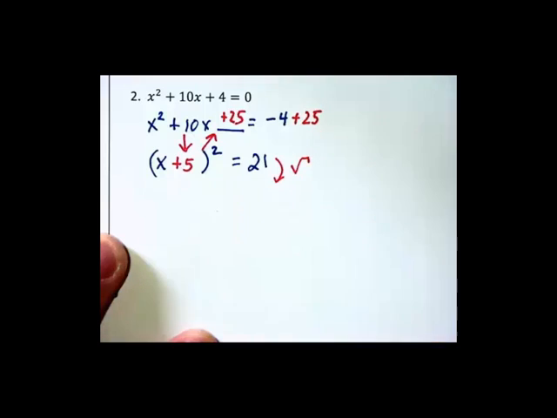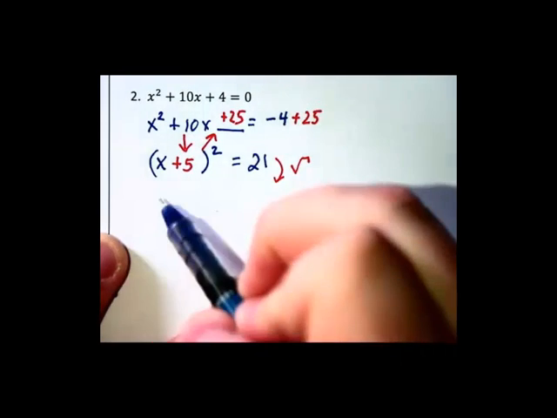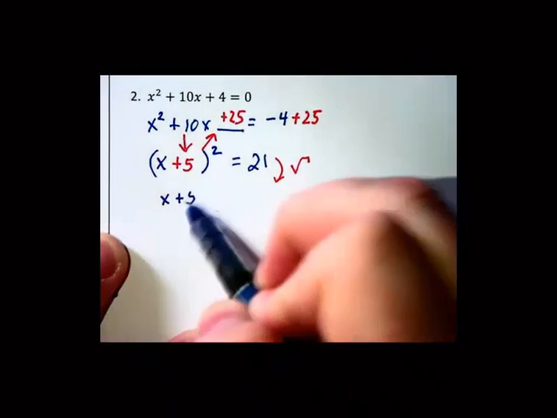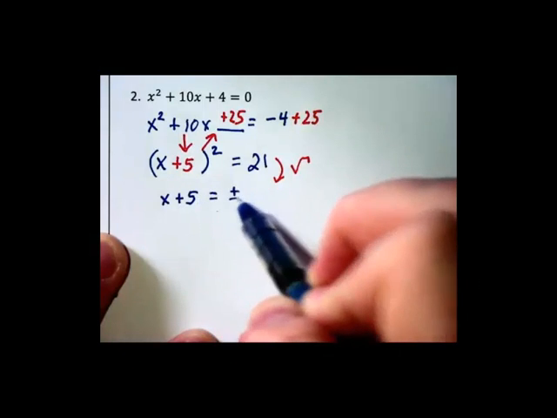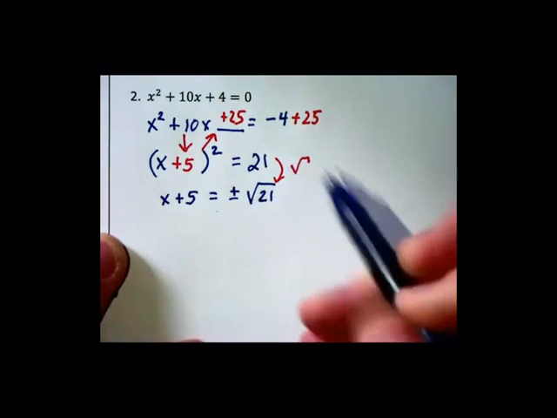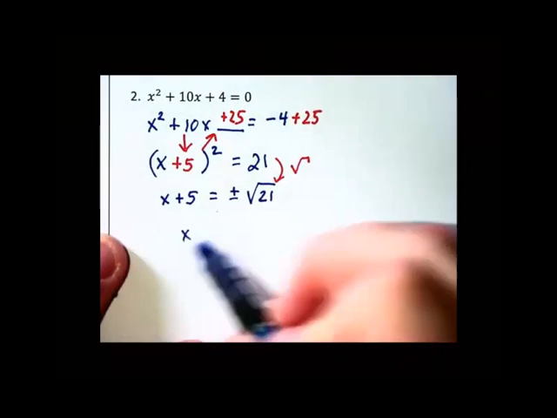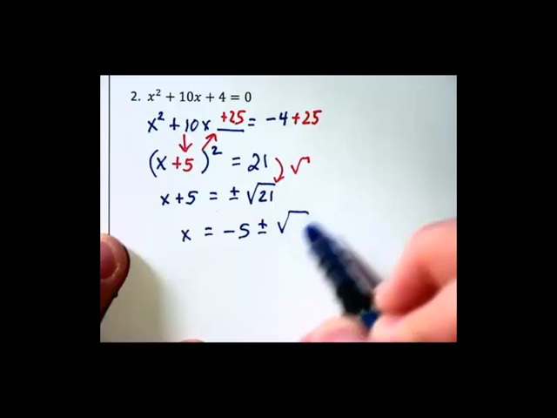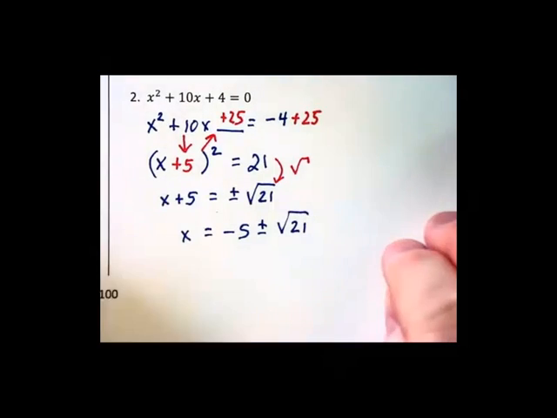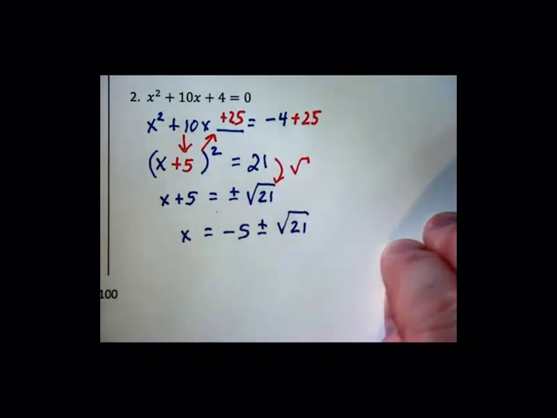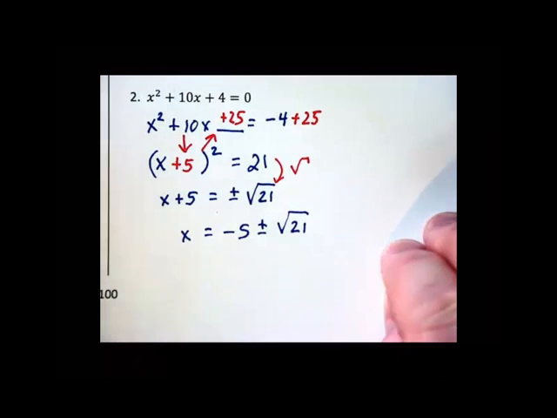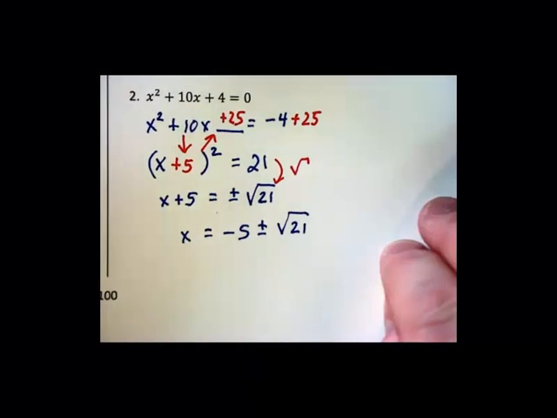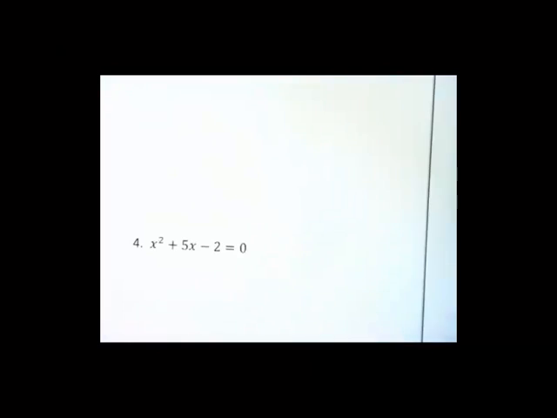We do that. And we don't forget the plus or minus sign on the right when we do so. So we have x plus 5 equals plus or minus the square root of 21. Now, subtracting the 5 on each side gives you negative 5 plus or minus the square root of 21. And that would be the solution, or those, I should say, would be the solutions to the equation. Negative 5 plus root 21 and negative 5 minus root 21.